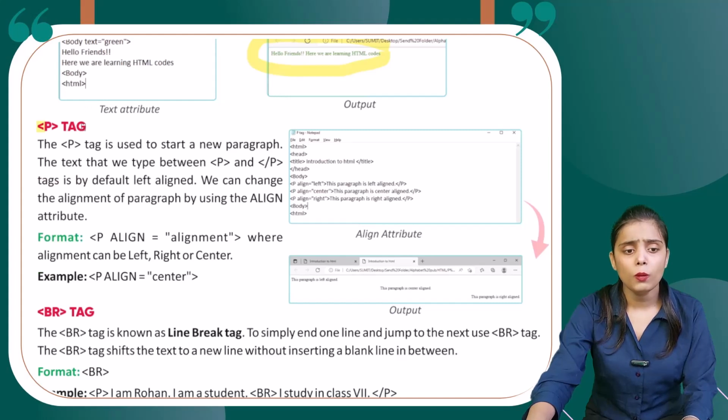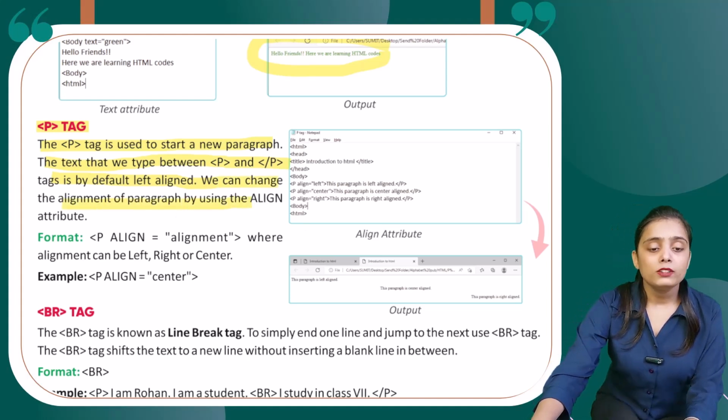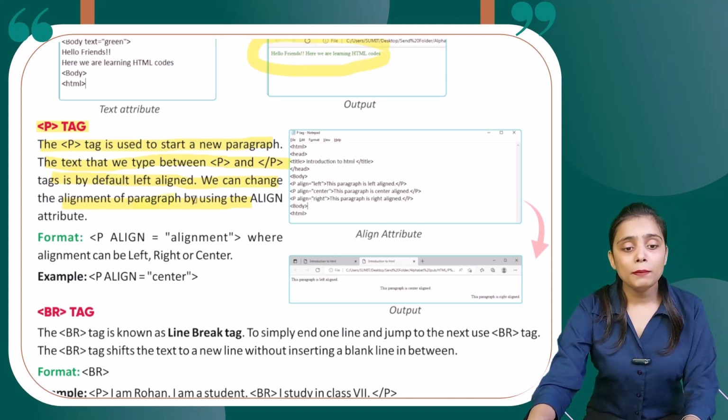Now let's see the p tag, that is paragraph tag. The p tag is used to start a new paragraph. The text that we type between this tag, the p tag is also a container tag. Opening p tag and closing p tag is by default left aligned. We can change the alignment of a paragraph by using the align attribute.